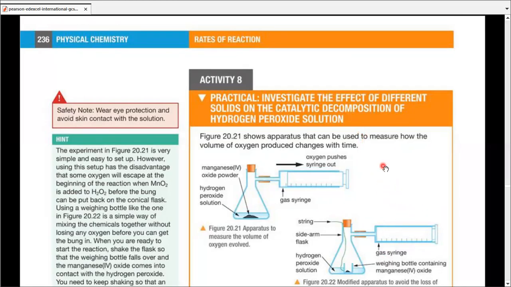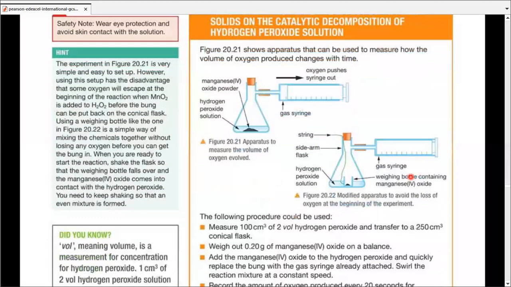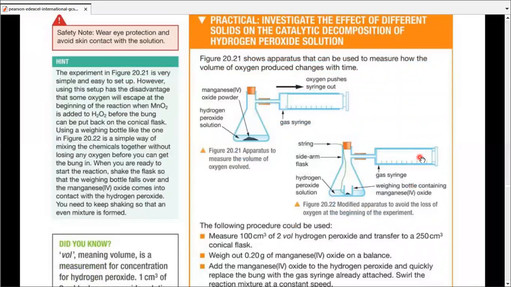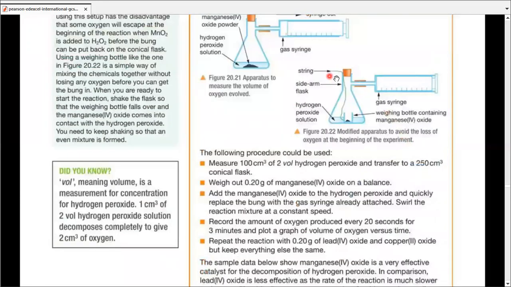Let's investigate the effect of different solids on catalytic decomposition of hydrogen peroxide solution. We are going to measure the volume of oxygen produced. Since this reaction produces a gas, it's pretty easy to trap the gas in a gas syringe and find out how much oxygen is produced in the reaction. So it's pretty simple. You have a flask, you have hydrogen peroxide solution, you have manganese peroxide powder added to it. It would produce oxygen. Oxygen would push the plunger of the syringe out.